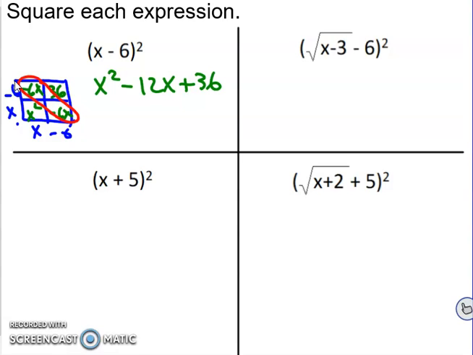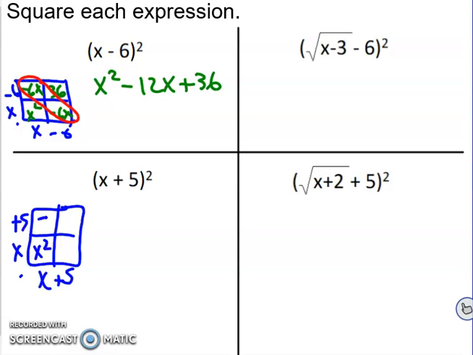In the second problem, again, if I do the generic rectangle, x times x is x squared, 5 times x is 5x, x times 5 is 5x, and 5 times 5 is 25. So the final answer is x squared plus 10x plus 25. Again, that 10x is coming from adding those 2 terms there, they're called like terms.